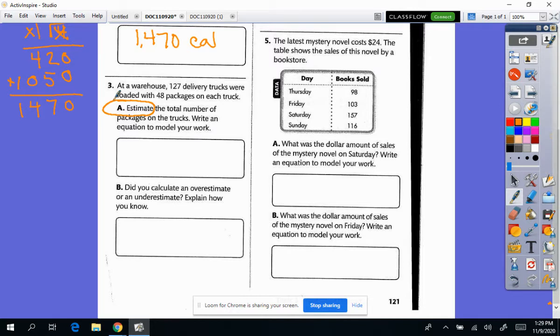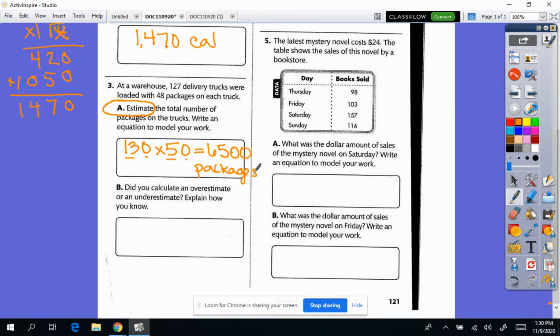All right, so we're going to change 127. We're going to round that. I'm going to choose to round it to the nearest tens place. So I'm going to call that about 130 delivery trucks. And instead of multiplying by 48, I'm going to round this up a bit, also to the nearest tens place, and I'm going to say that's about 50 packages. And so I have a multiplication problem here, 13 times 5, which is 65. Now I'm going to add my 2 zeros. And so my estimate is about 6,500 packages.